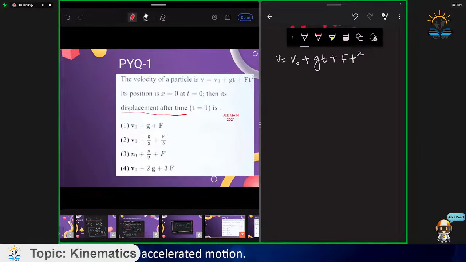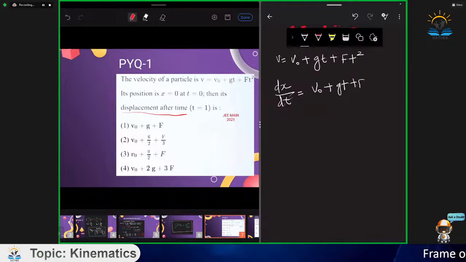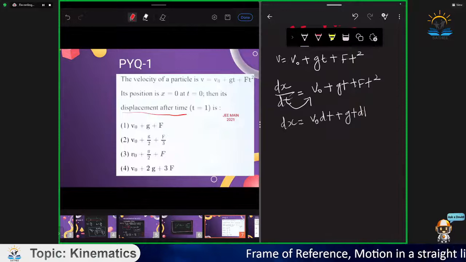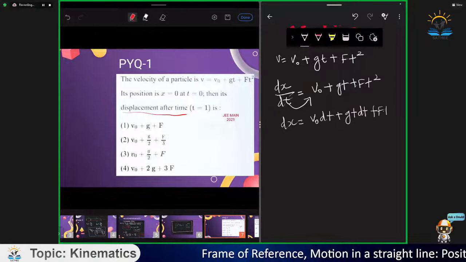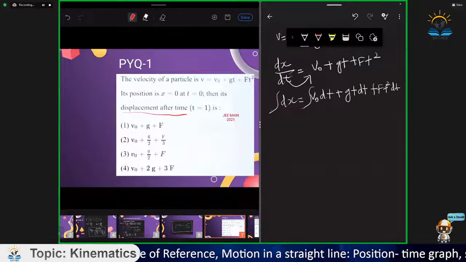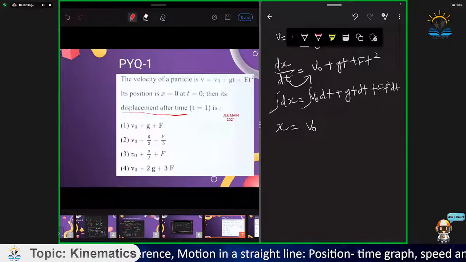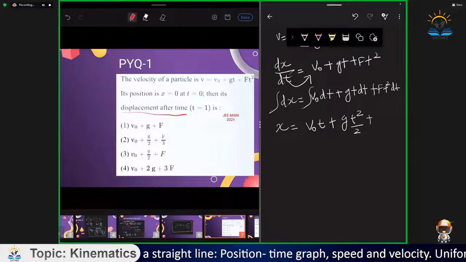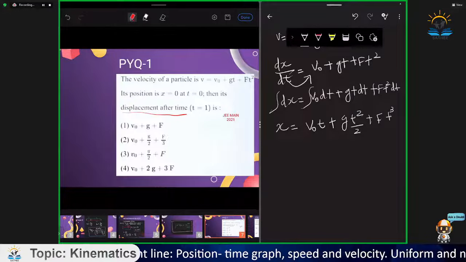So velocity we can write as dx divided by dt equal to v0 plus gt plus ft square. Taking dt to the right hand side, dx will be v0 dt plus gt dt plus ft square dt. By integrating both sides, x will be v0 into t plus g into t square by 2 plus f into t cube by 3.